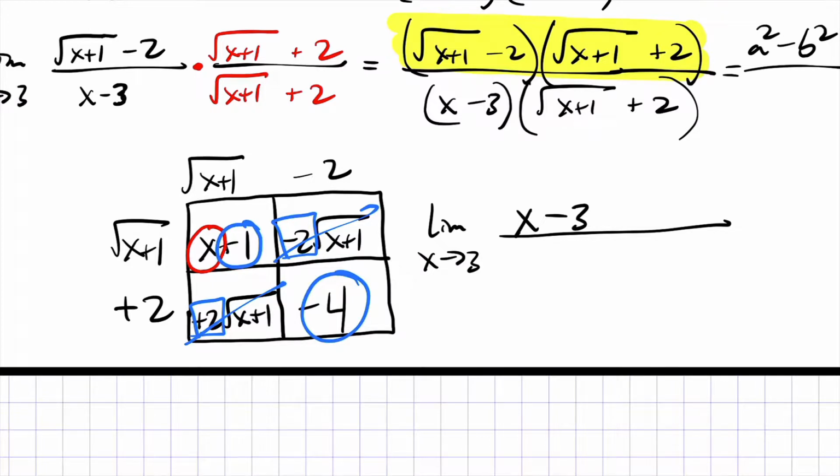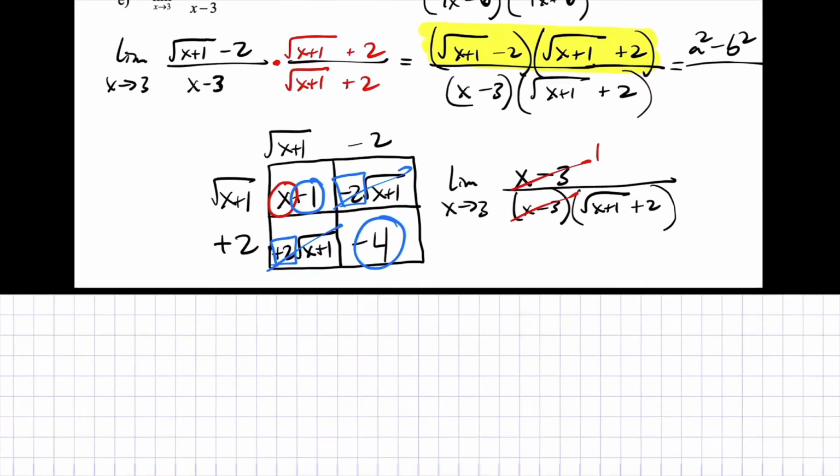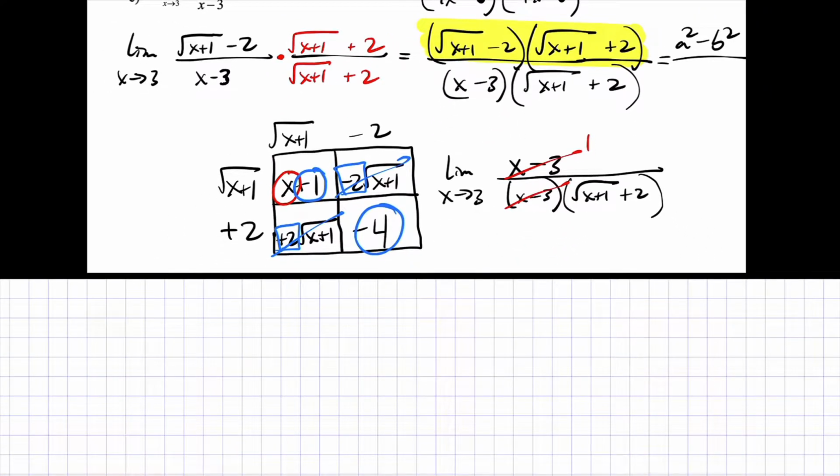Now, let me write down what I wrote down on the bottom. The bottom, I'm not going to multiply yet. I'm going to see if I don't have to, because that one is even worse. I haven't multiplied the bottom yet. There you go. X minus 3's can cancel out. I'm left with a 1 on top. So let me rewrite what I got. The limit as x approaches 3, the only thing I have on the bottom is the square root of x plus 1 plus 2.